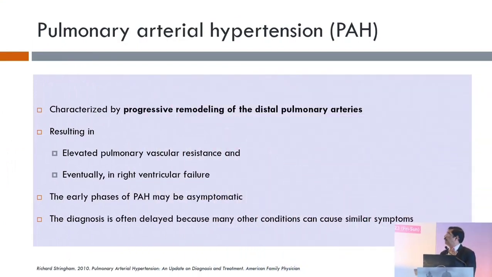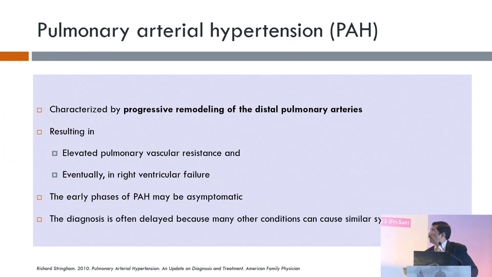Pulmonary hypertension is characterized by progressive remodeling of the distal pulmonary arteries, and this remodeling leads to elevated pulmonary vascular resistance, ultimately leading to right ventricular failure, when usually the symptoms develop. The early phases are usually asymptomatic, and the diagnosis is perhaps delayed by up to 2 years in most people. That's perhaps the reason that the mean survival time of pulmonary hypertensive patients is around 5 to 6 years.